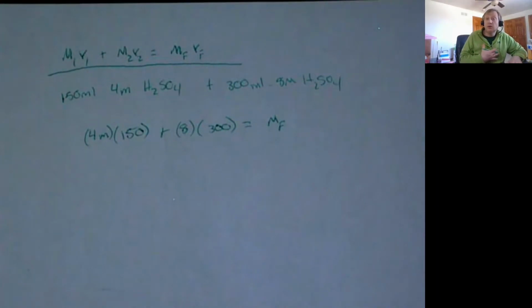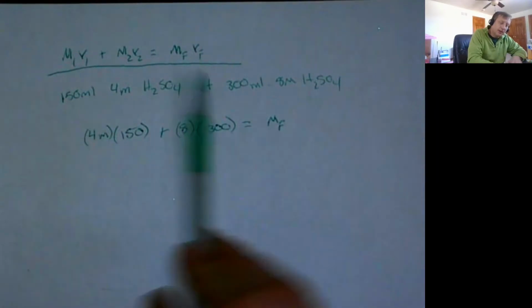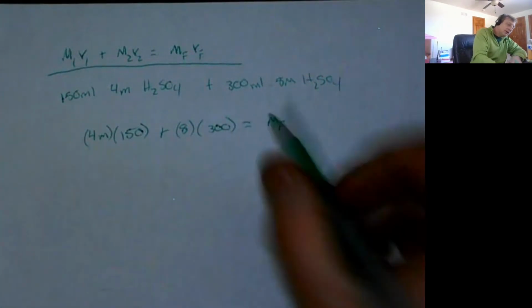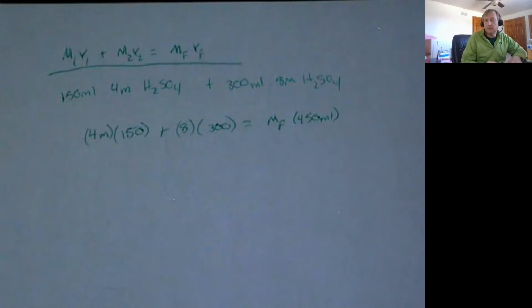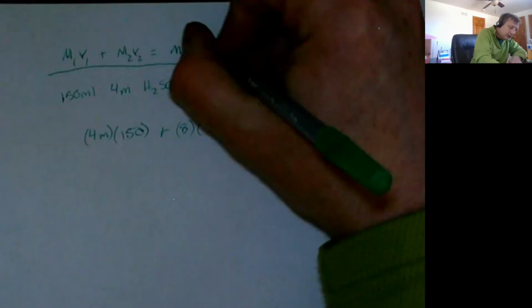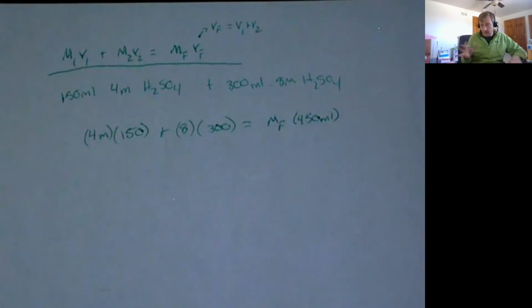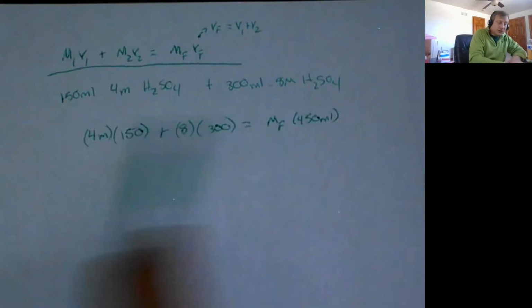And now for the final volume, what we need to do is assume that these volumes are additive. If I take 100 milliliters of water and I add another 100 milliliters to it, I end up with 200 milliliters. So here I took 150 milliliters and I added 300 milliliters to it, and so I can say that my final solution will have a volume of 450 milliliters. And so here, if I want to just put down a note, I can say that VF equals V1 plus V2. And that can be kind of useful for us. Okay, now this equation is done.